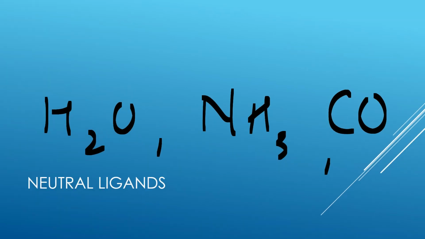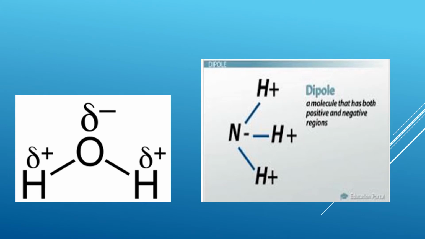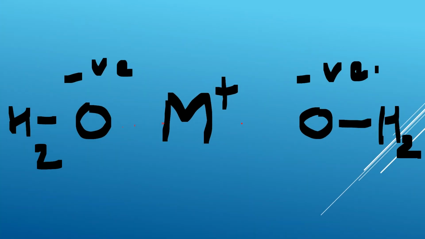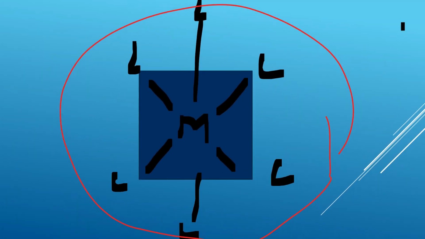It arises with neutral ligands like water, ammonia, carbonyl. How do these ligands generate a negative field? Ligands behave like point dipoles. As they approach the metal, the negative end of the dipole points towards the positive center. We have a negative field being generated around the positive center in the complex.